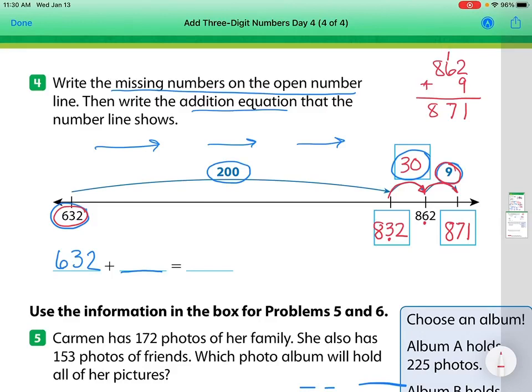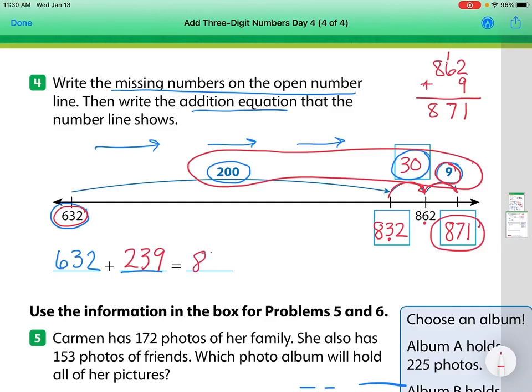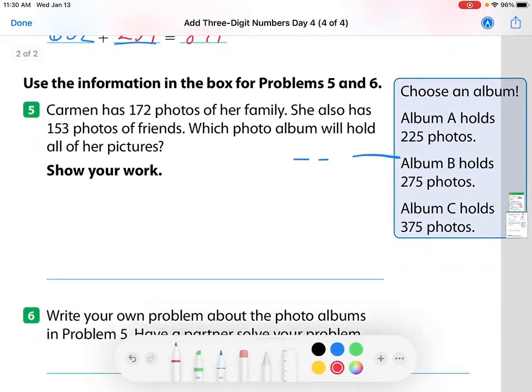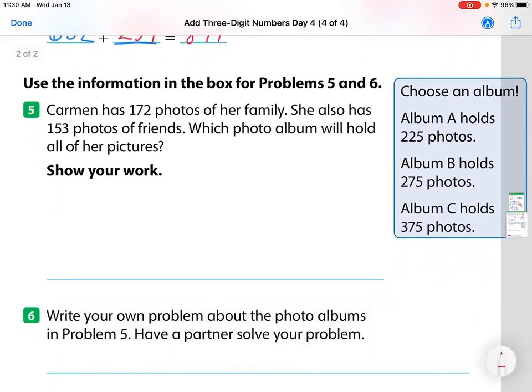So it's 871. So they've added all together 200 plus 30 plus 9. So they added 239. And the final answer was 871. If you need to pause the video to write that in, you go right ahead. But we're going to move on to the next problem. And it looks like I've made a little smudge right there.